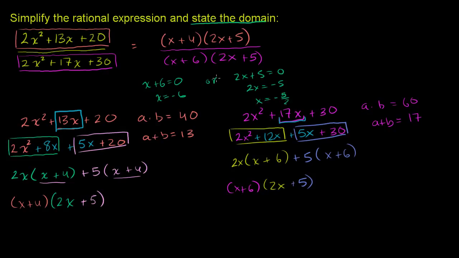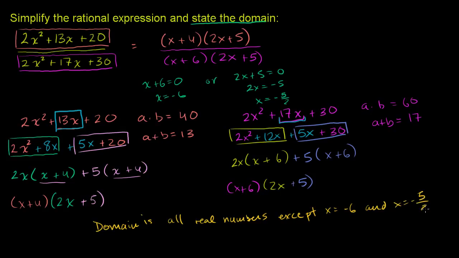So we could say that the domain is all real numbers except x is equal to negative 6 and x is equal to negative 5 halves. And the reason why we have to exclude those is those would make this denominator, either way you write it, equal to 0, and it would make the entire rational expression undefined. So we've stated the domain.